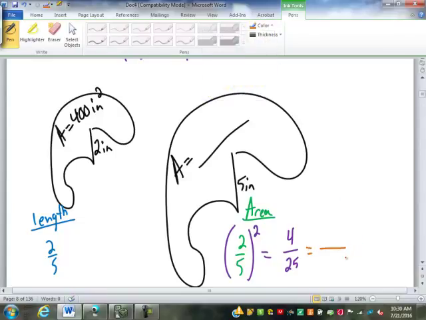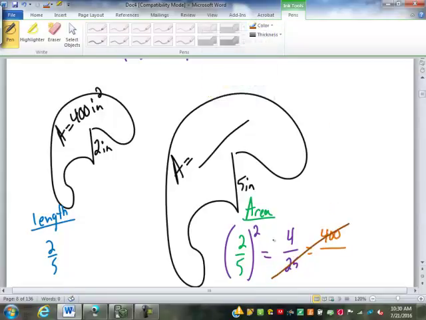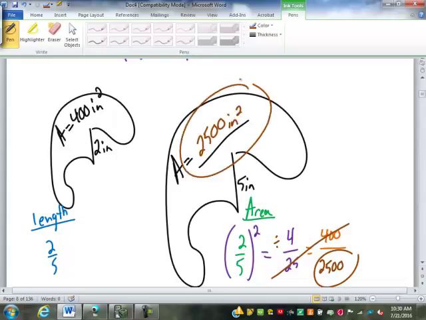What goes in the next one? 400 goes on top. We cross multiply. 25 times 400 divided by 4 is 2,500. How many of you got 2,500 square inches for the area?